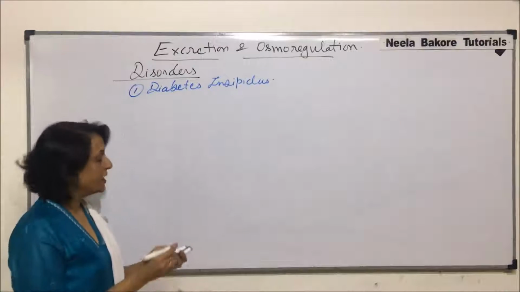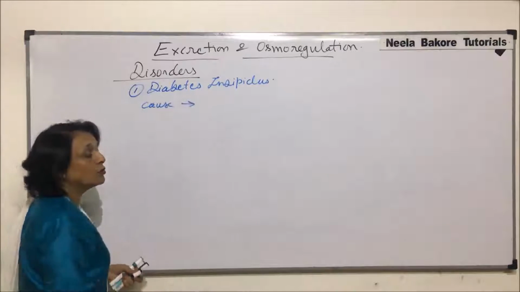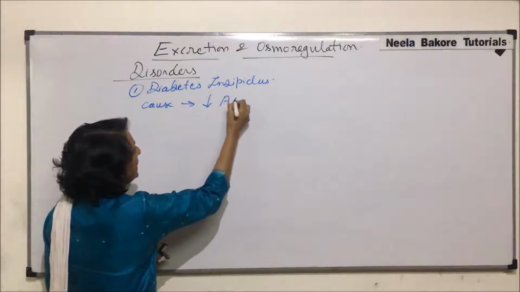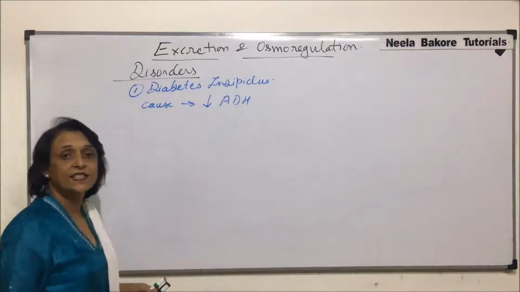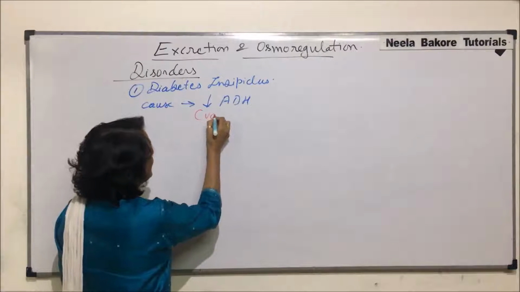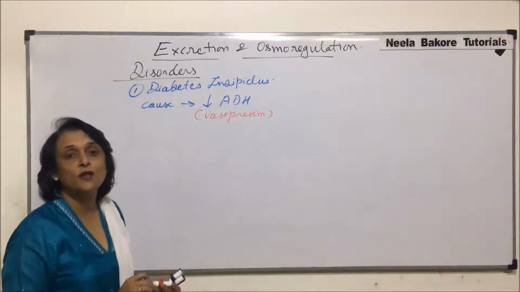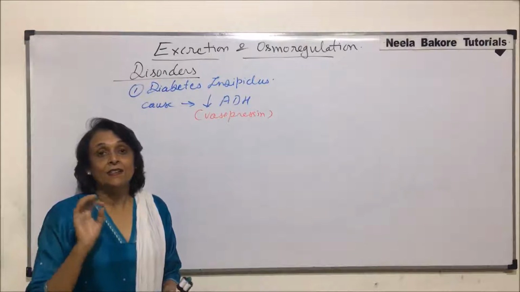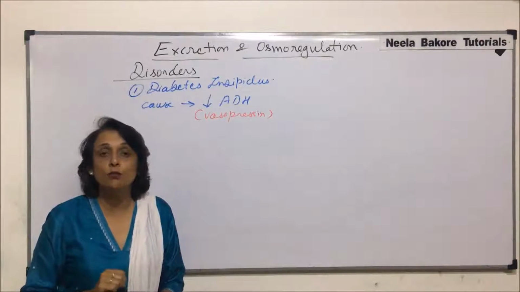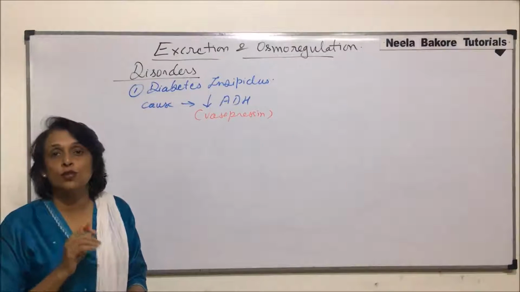Diabetes insipidus is caused due to less production of ADH. So the cause is if ADH is less. ADH is anti-diuretic hormone, which is also known as vasopressin. So if production of ADH or vasopressin is less, then the absorption of water through collecting duct and distal convoluted tubule would be less, and this would result in increased urine volume.